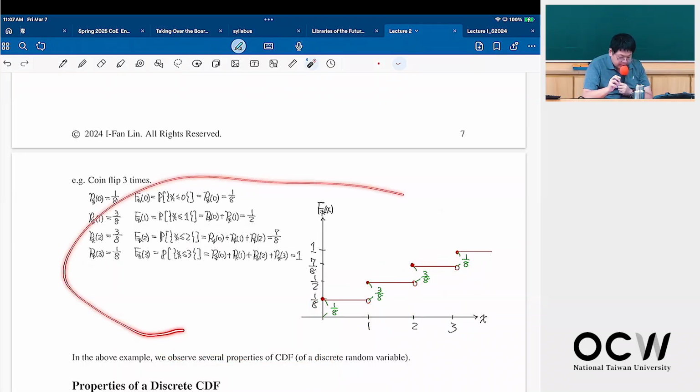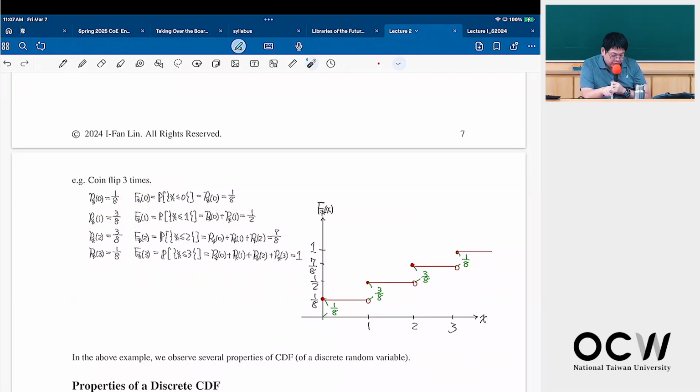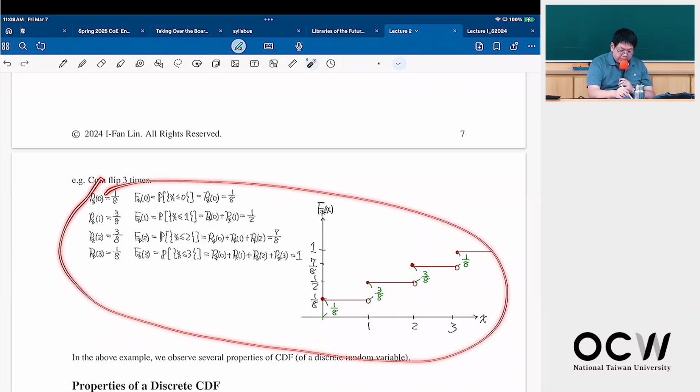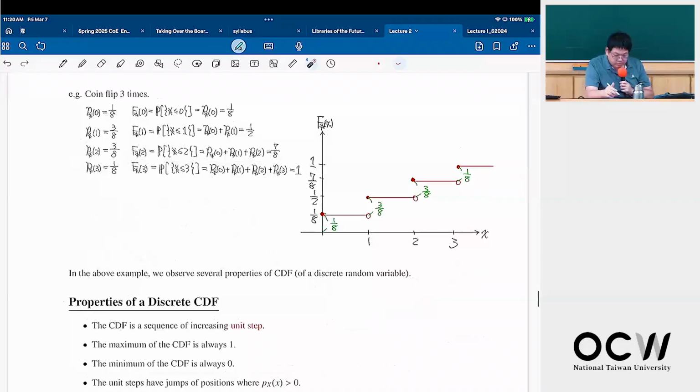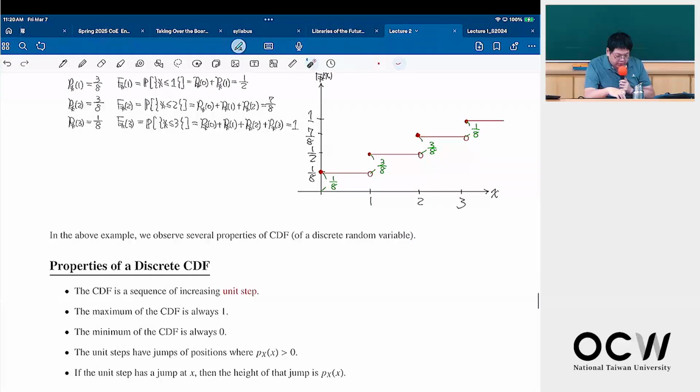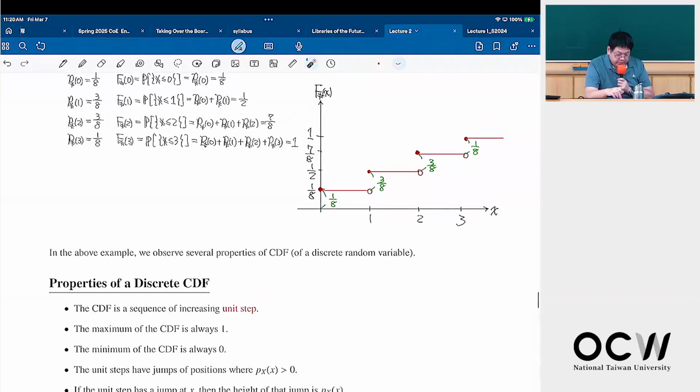In this example, we can observe some properties of the CDF, and these are the properties of the CDF for a discrete random variable. You can also observe them yourself first during the break, and then we will talk about those properties. Now let's see some properties of the discrete CDF. So you can see this chart.